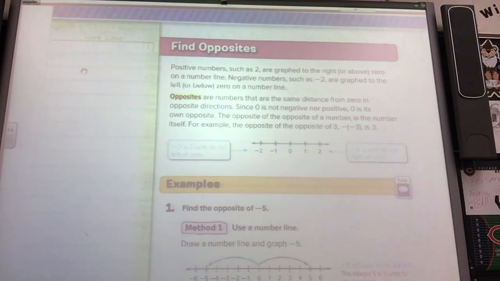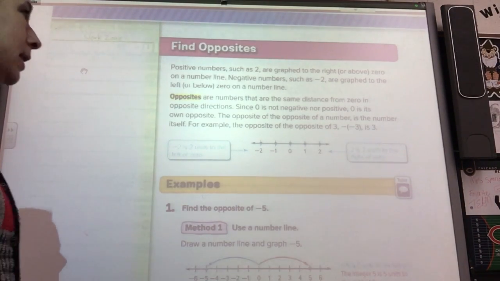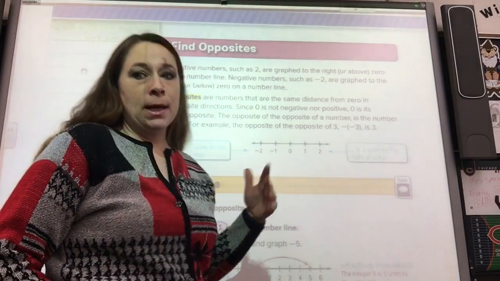Finding opposites. Positive numbers such as 2 are graphed to the right or above 0 on a number line, and negative numbers such as -2 are graphed left or below 0 on a number line. Now, I don't agree with them putting both opposites and absolute value in the same lesson because I think it can be confusing. The opposite of a number is going to be its positive or negative.